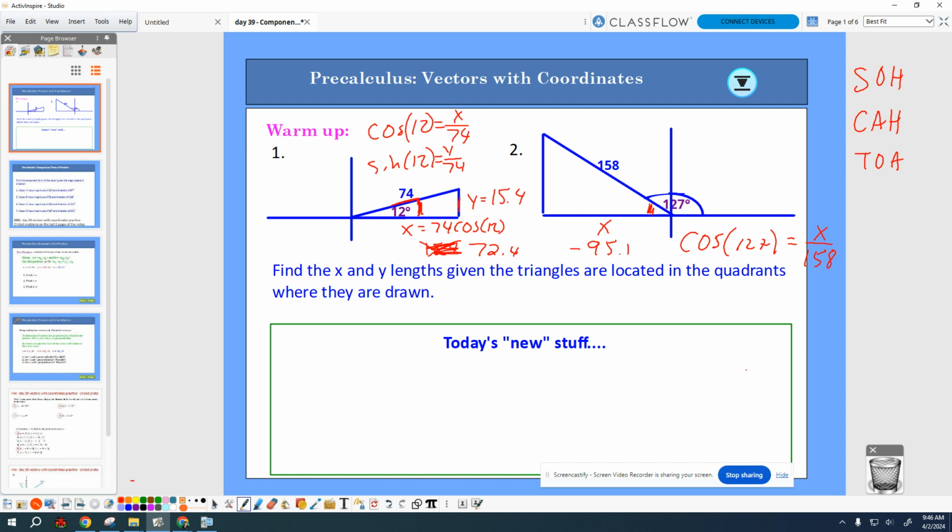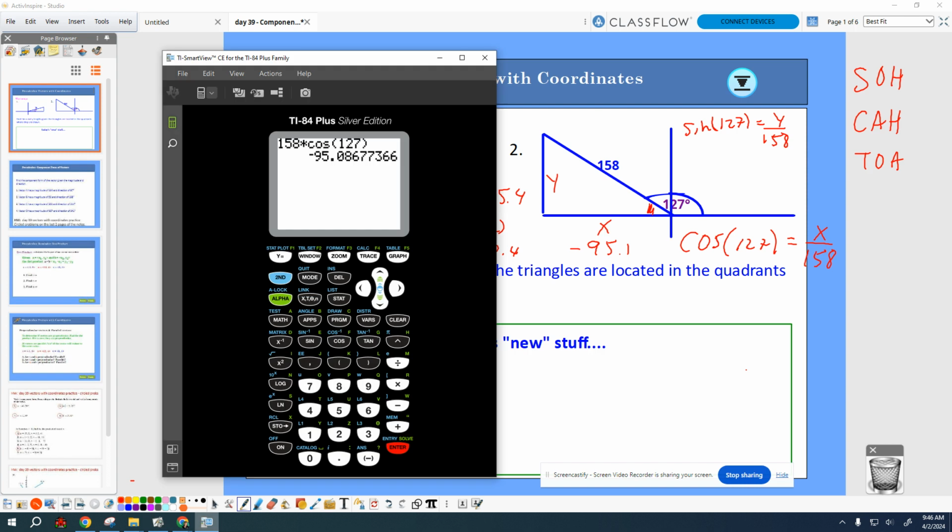Now here we're going to do sine of 127 equals y over 158. Do you think the y value here should be positive or negative? It should come out positive. Let's check. 158 times sine 127, and we get 126.2.